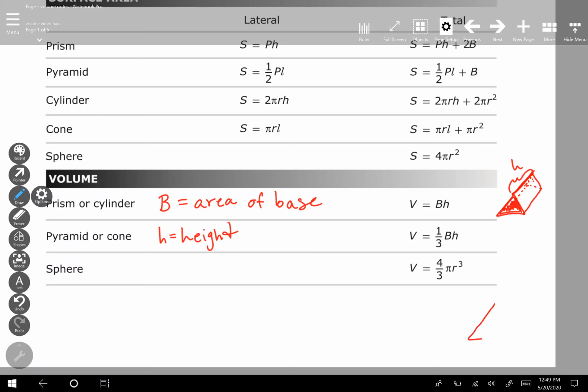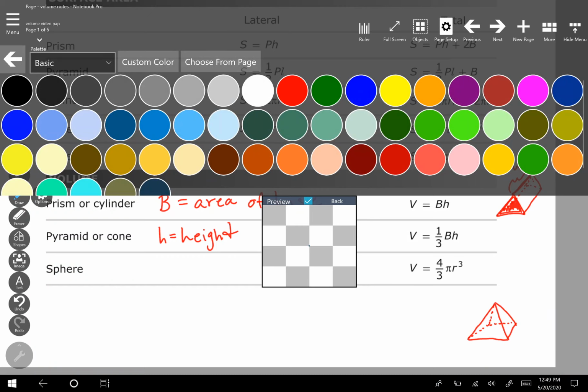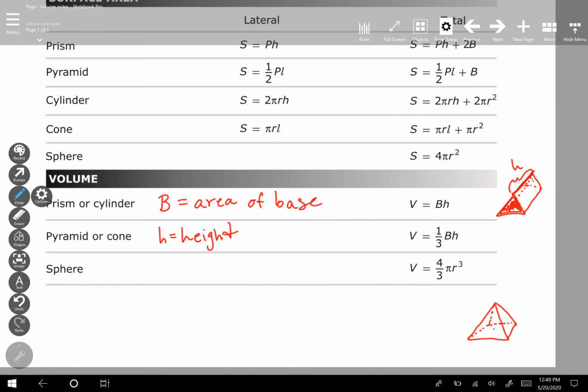For a pyramid, let's say it's a rectangular pyramid. So this is our pyramid. Our height is going to be from the center of the base up to the top. That's the height on a pyramid. Last week we talked about slant height, but that's for finding the surface area. For volume, we just need that height, and we're going to give that to you.